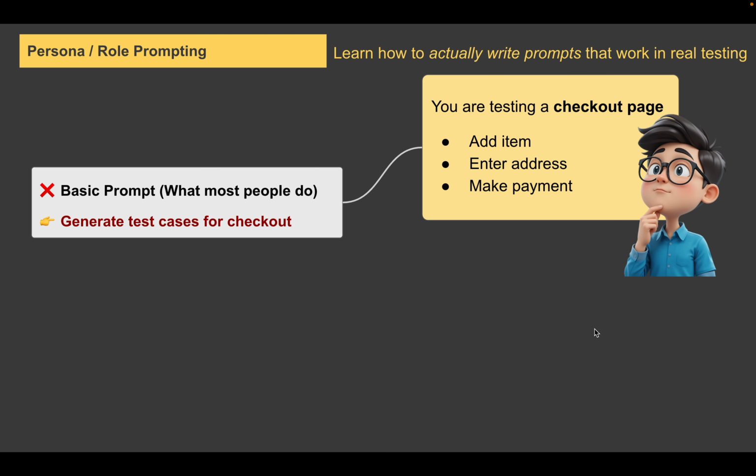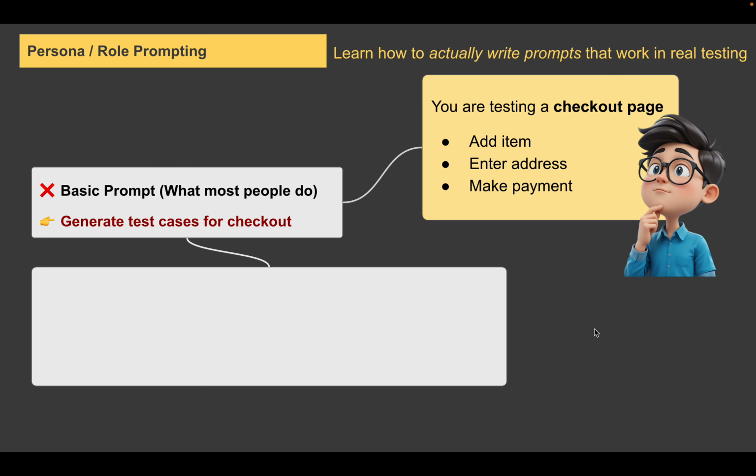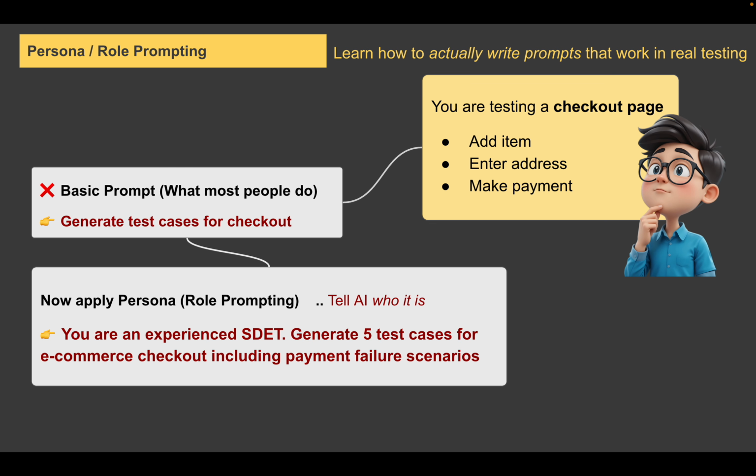So all this is fine, but what if I can make my prompt much better by adding a role or persona to the chat, where I will say that you are an experienced SDET. You can say you are a senior QA engineer or a senior automation engineer or whatever you want to say, and then you can give your prompt, generate 5 test cases for checkout of an e-commerce application including all these scenarios. Or even if you just give the basic prompt and only add the persona, let's see what will happen.